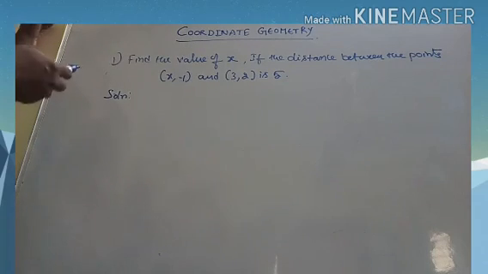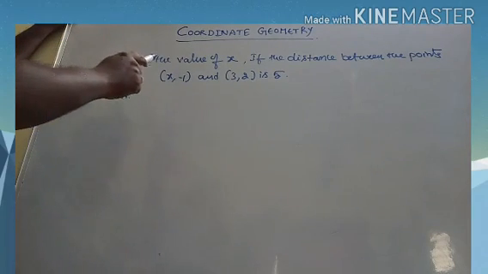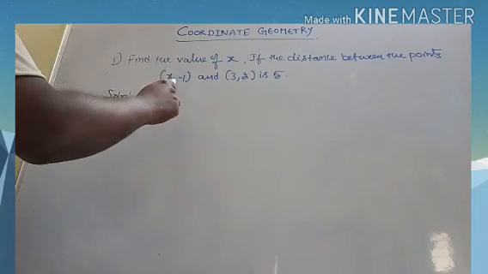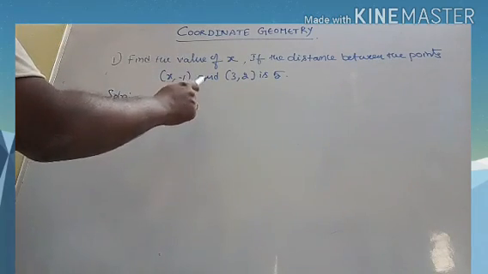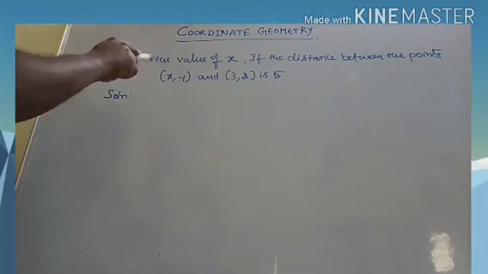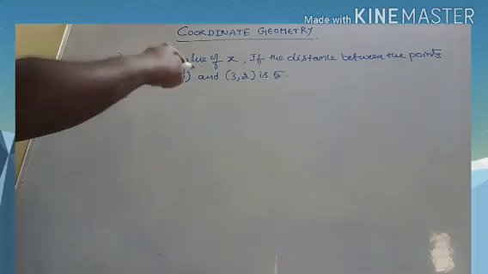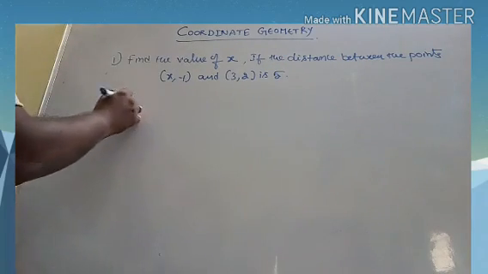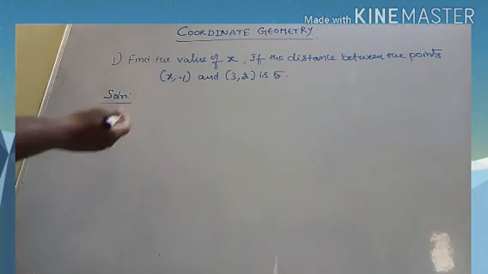Here, one of the basic problems: find the value of x if the distance between the points (x, -1) and (3, 2) is 5, as given. We need to find the x value such that the distance between these 2 points is 5. You see, dear students, how we will do this particular problem?